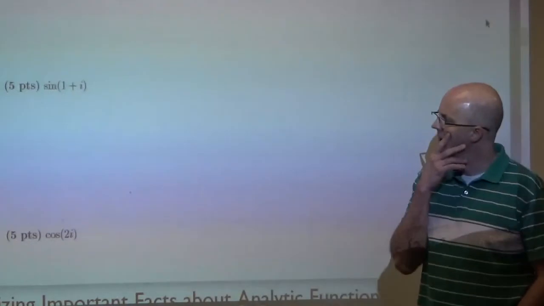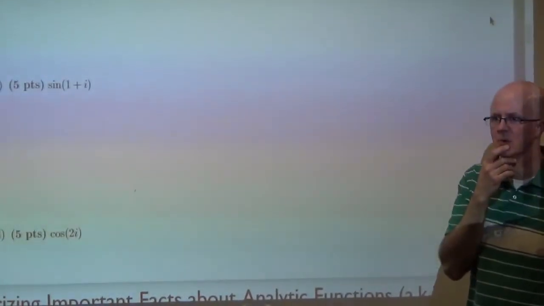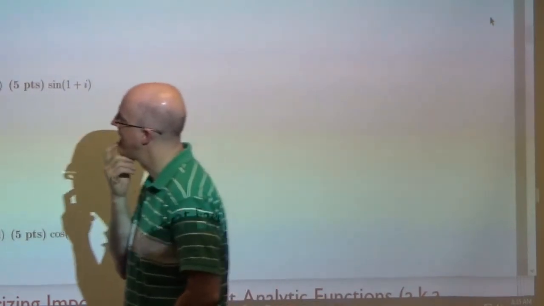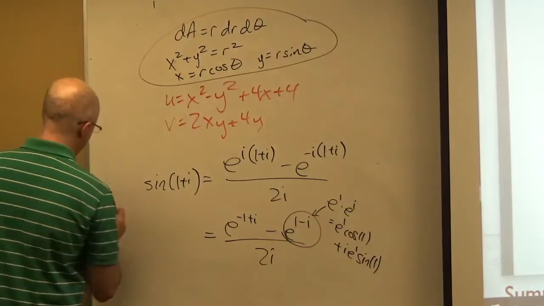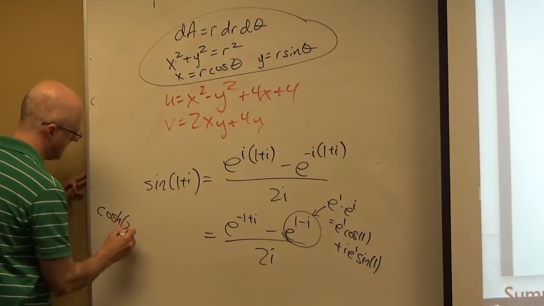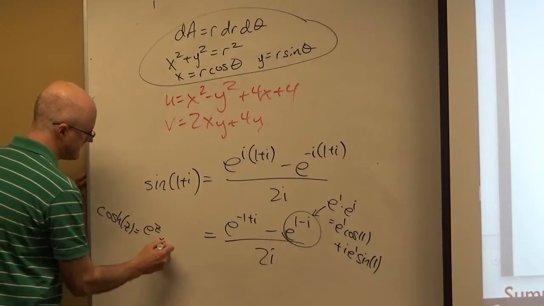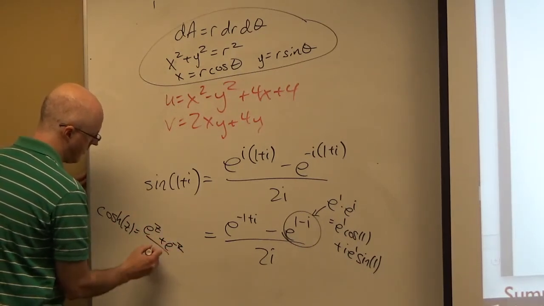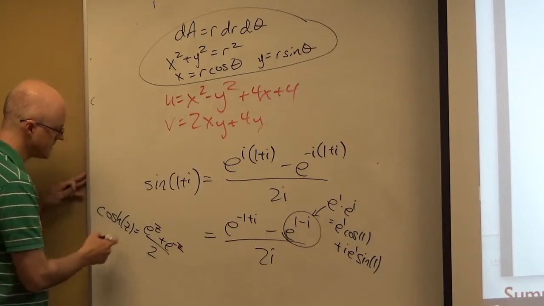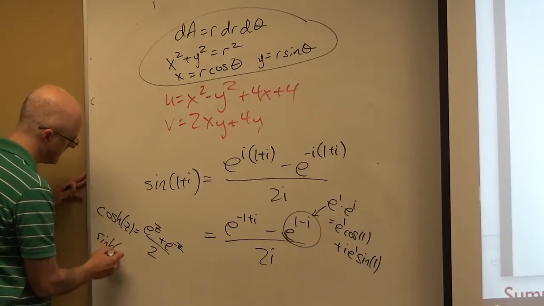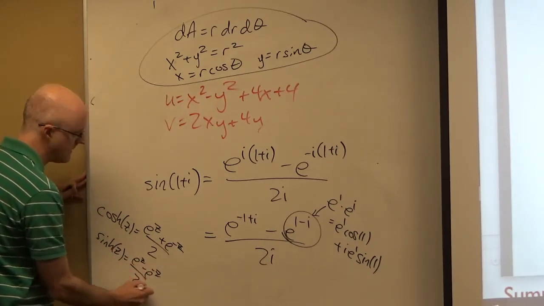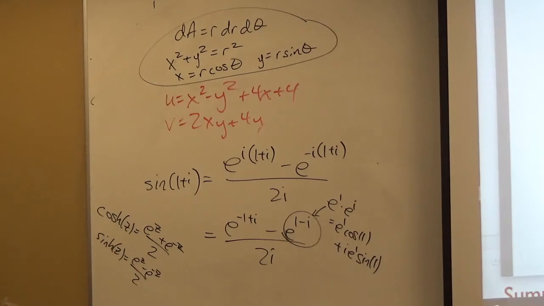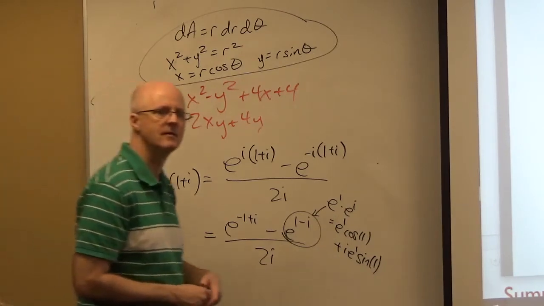You can write the answers oftentimes in terms of hyperbolic functions as well. Not that they have to be written that way, but they can be. Cosh of z is e to the z plus e to the negative z over 2. There's no i's in that formula, same for sinh. Turns out in these kinds of problems, you can write them in terms of cosh and sinh, but you don't have to.